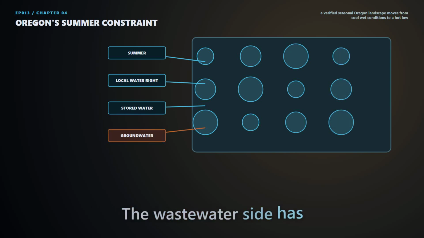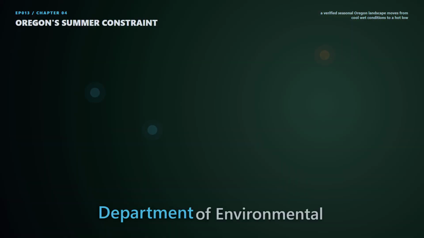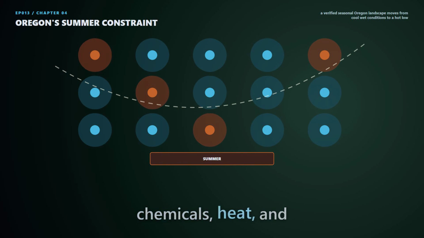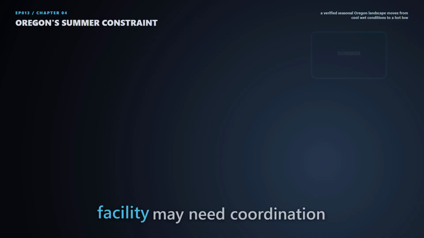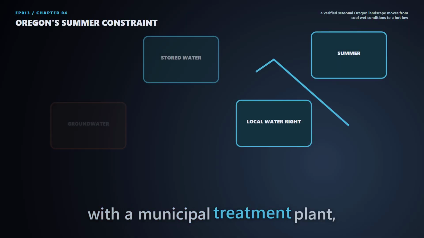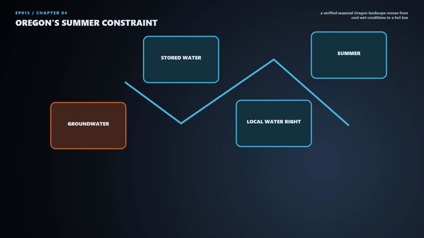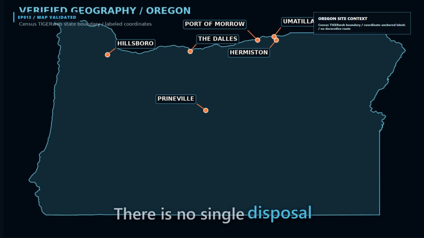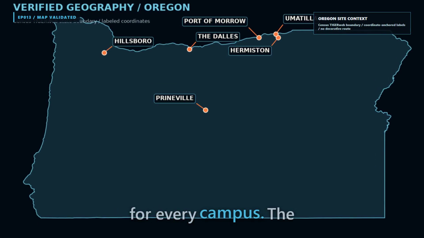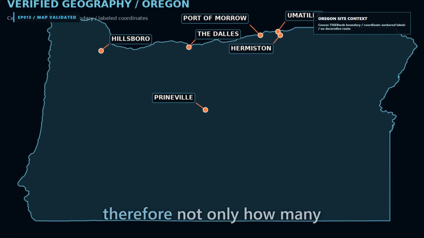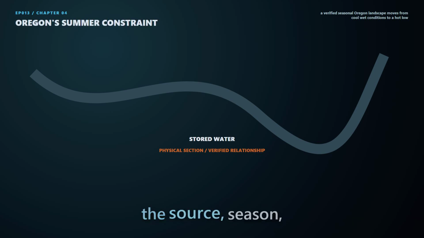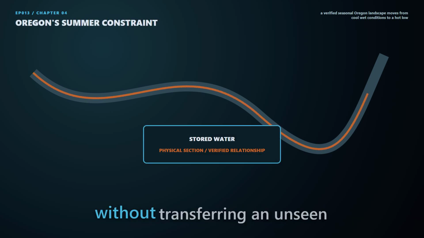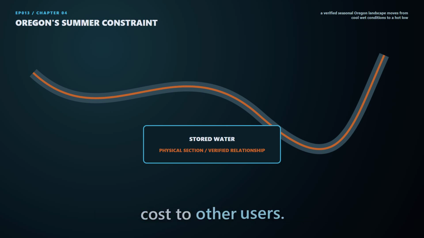The wastewater side has the same local character. Oregon's Department of Environmental Quality explained that cooling water can pick up treatment chemicals, heat, and dissolved material. A facility may need coordination with the municipal treatment plant, an industrial pretreatment program, a surface discharge permit, or a land discharge permit. There is no single disposal path that can be assumed for every campus. The public policy problem is therefore not only how many gallons, it is whether the source, season, treatment system, and return path can support the demand without transferring an unseen cost to other users.